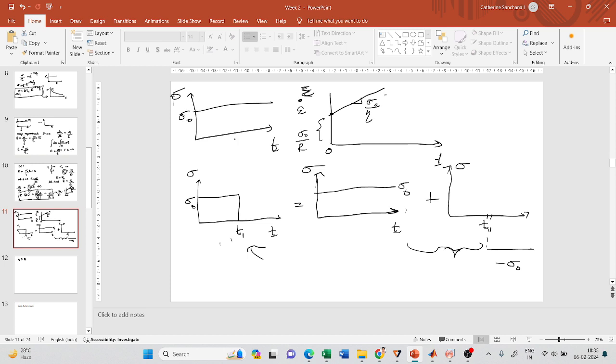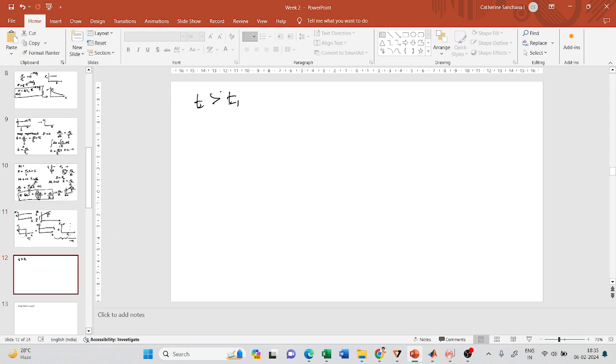Which means I need to find out the response somewhere here. So it has to be a superposition of these two. So how will I represent this? At any time t, epsilon of t is going to be equal to epsilon of t plus epsilon of t minus t1. Sorry, epsilon of t minus t1. This is subjected to a stress of sigma dot, and this is subjected to a stress of minus sigma dot.